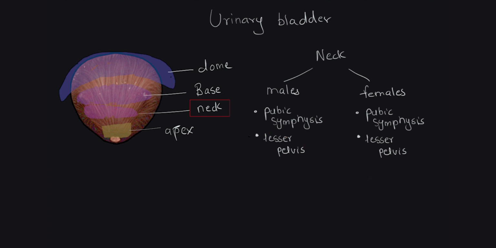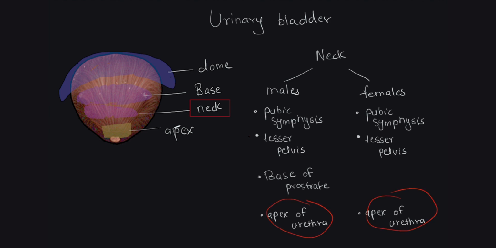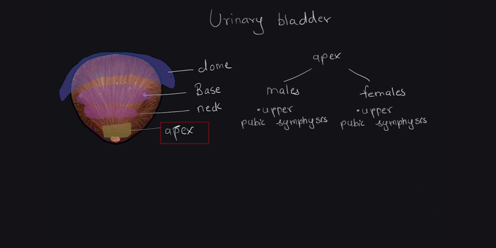So the lesser pelvis and pubic symphysis being common, the difference here is in the case of males, which is the prostate. The base of the prostate corresponds with the neck of the urinary bladder. Then we have another similarity, which is the apex of the urethra. The apex of the urethra, both in the case of males and females, is common when it's in relation with the neck of the bladder. Lastly, let us look at the apex. The apex here, in males and females, just has one relation, the pubic symphysis. And then we have the umbilical ligament.